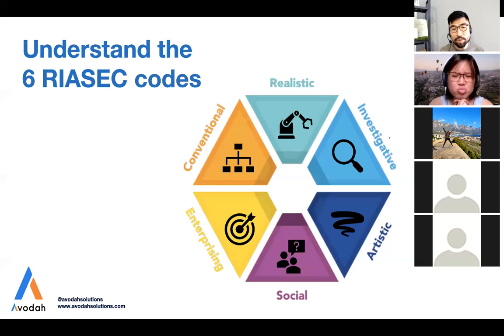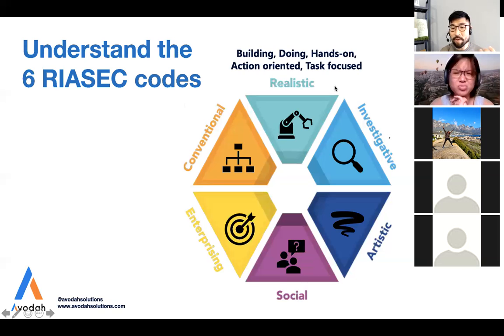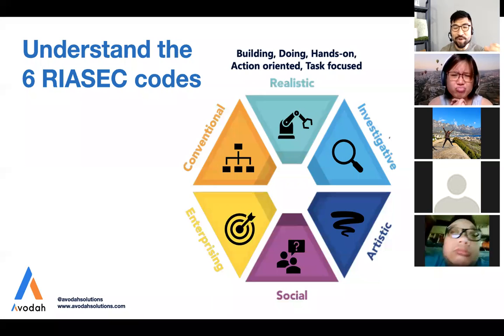But let me just explain to you, for each of the dimensions, what do they really mean? You can see in each of the boxes there are some shapes, some icons that are there to help you understand. So for realistic, for example, you see a machine, a hand, right? Realistic refers to people who prefer building things, doing things hands-on. They are more action-oriented and also very task-focused. So that is the explanation for R, realistic.